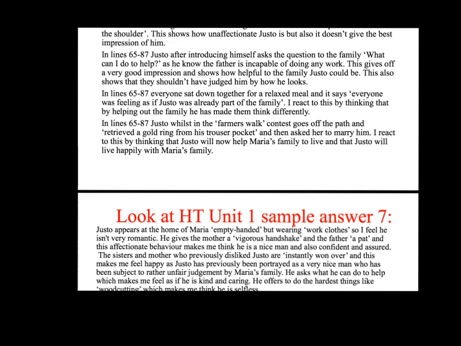In lines 65 to 87, Justo, whilst in the farmer's walk contest, goes off the path and retrieves a gold ring from his trouser pocket, and then asks her to marry him. I react to this by thinking that Justo will now help Maria's family to live, and that Justo will live happily with Maria's family. So again, as we mentioned on the previous slide, we're making references to the lines so that we show the examiner that you're focusing on that particular section. We've got the quotation use. It's then discussed. And then towards the end, in those final two paragraphs, we have the personal reaction: what impression you have of Justo based on the lines that you've read.